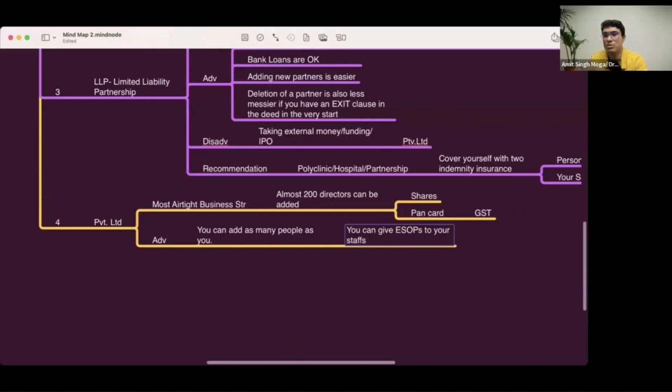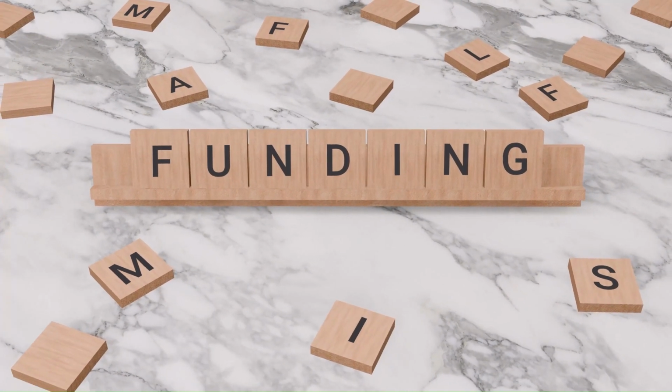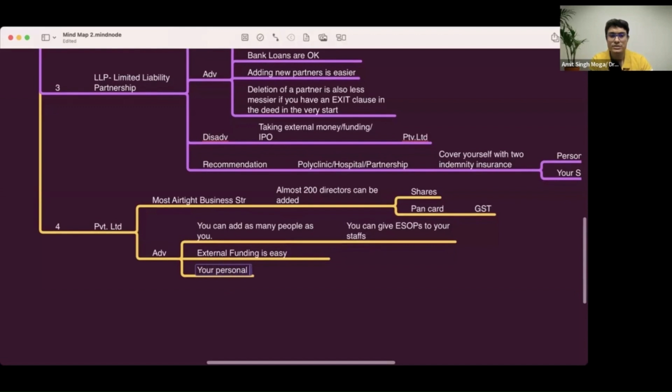People who have this problem of attrition can think about a good ESOPs program that will help your staff to be there. That is a very good option because you are sharing your wealth, and people will be more loyal to you. And you are not giving it directly; they have to spend a certain amount of time there to actually vest those stocks. Otherwise they will not be able to get anything. It's only paper. Next, external funding is easy, meaning there is no legal problem. Then the advantage is that your personal liability is limited.